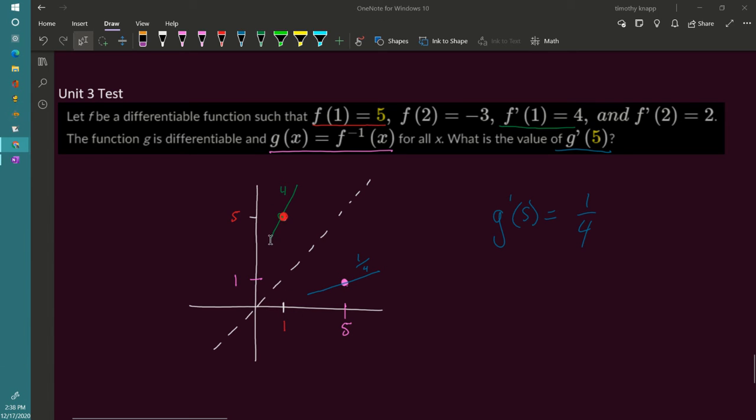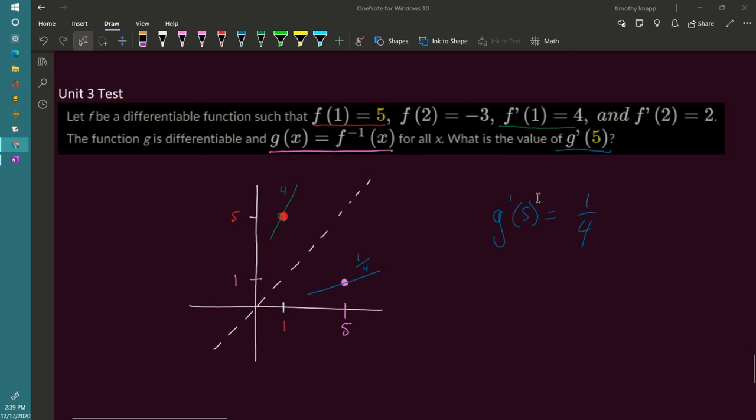And not only that, I know that the relationship between the slopes of inverse functions is reciprocal. The slopes of inverse functions are reciprocals at their corresponding points. So for example, we know that inverse functions have a relationship that if (1, 5) is on one function, then (5, 1) is on the other. And not only that, if the slope of this one is 4, then the slope of that one is 1/4.